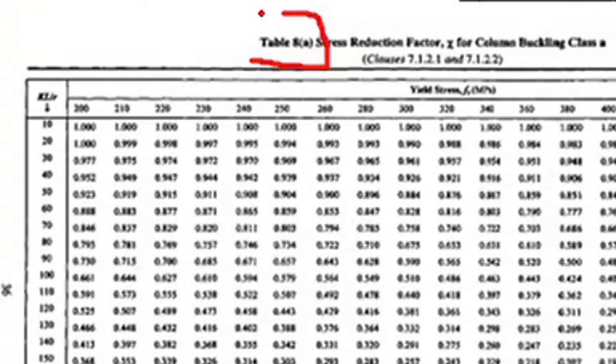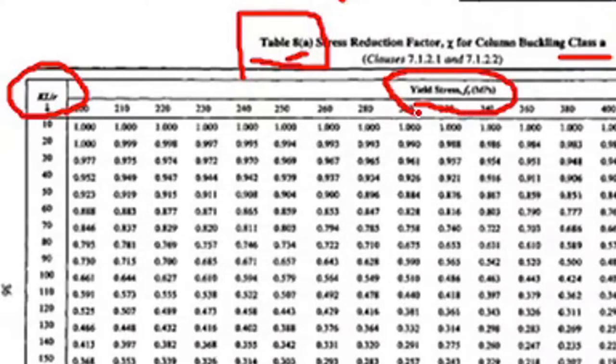So in IS 800, you have four tables, table 8A, 8B, 8C, 8D. All the four tables are for the four buckling classes. 8A is for buckling class A, 8B is for buckling class B, and so on. So if you know for your cross section the buckling class is A, then you need to refer to 8A. In 8A, if you know its slenderness ratio, and if you know the yield stress of the column, then you can compute the value.